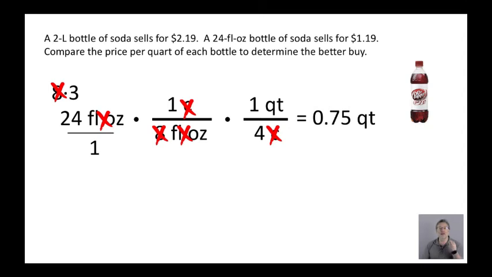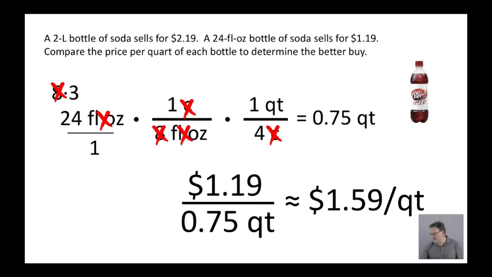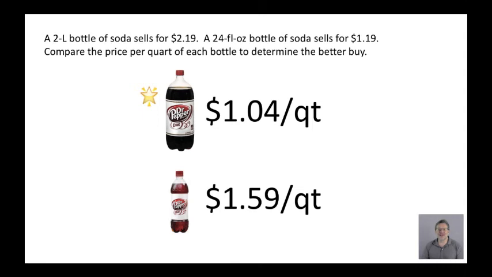So now, we know that this bottle is $1.19. We can do that same price per quart estimation once again by dividing one by the other, and here we get $1.59 a quart. That's significantly more expensive than the previous one. So if we compare the 2 here, we have the 2-liter bottle at $1.04 per quart. We have the smaller but cold 24 fluid ounce bottle at $1.59 per quart, and it's pretty easy to see, as you might guess, that the 2-liter bottle is usually, as usual, the better buy.